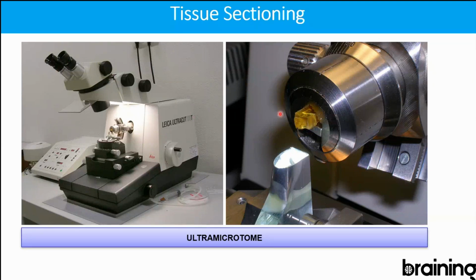We have here our block in this piece of the machine, of the equipment, and then at the bottom down here we have a knife, and here you can see that this knife is made of glass. It's a glass knife, but these kind of knives are not used anymore.